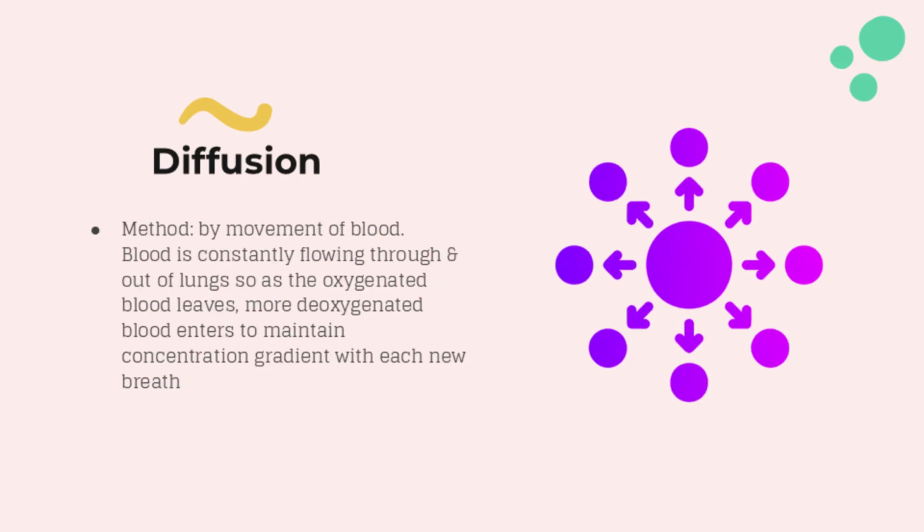Blood is constantly flowing through and out of the lungs. As the oxygenated blood leaves, more deoxygenated blood enters. This maintains the concentration gradient.